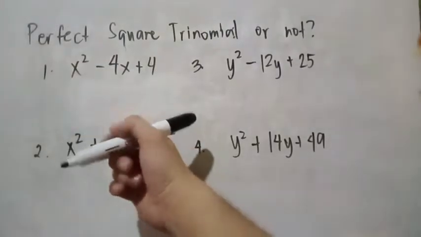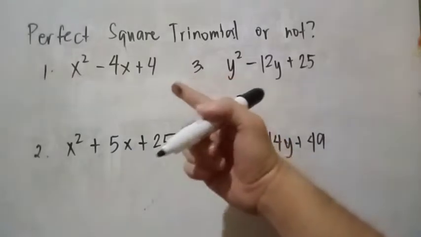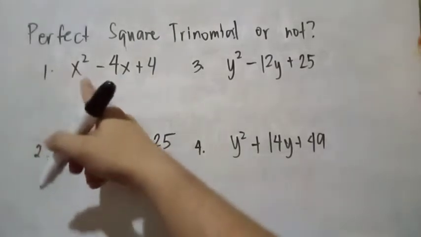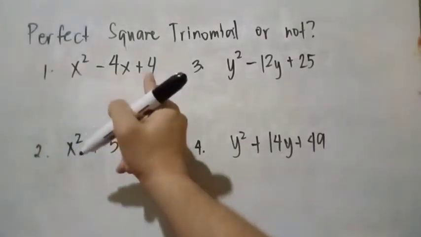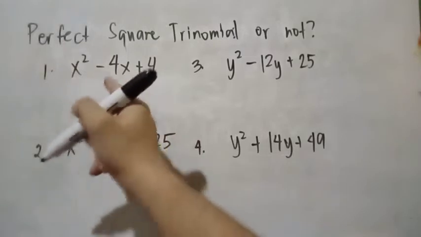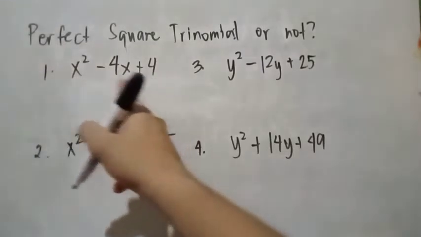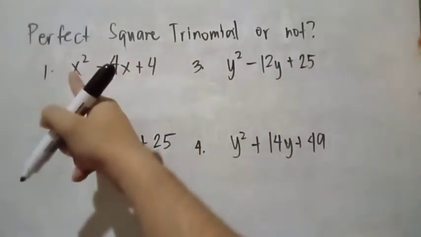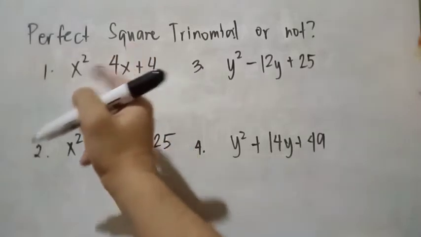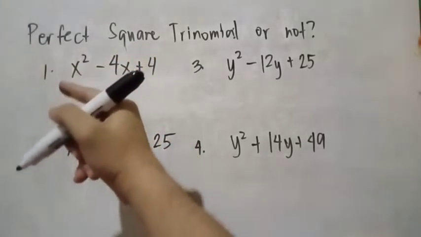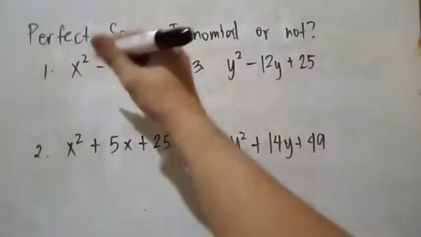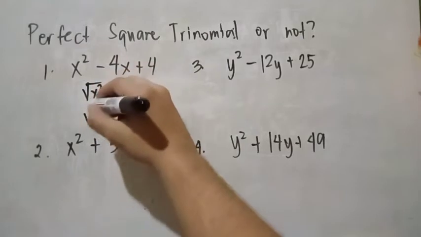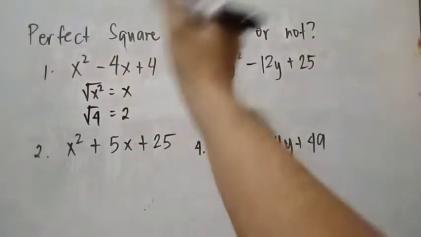Yung first part natin is i-determine natin kung yung given expression ay perfect square trinomial o hindi. So, umpisa tayo sa number 1. We have x squared minus 4x plus 4. So, ang unang natin gagawin is titignan mo kung perfect square ba yung first term at saka ng last term. So, as we can see, yung x squared at saka 4 ay parehas perfect square. So, kukunin natin yung square roots ng parehong term. So, yung x squared, square root nun is x, and square root of 4 is 2.